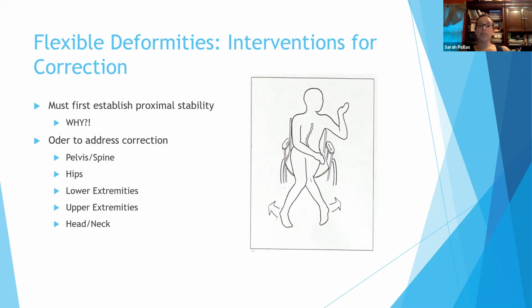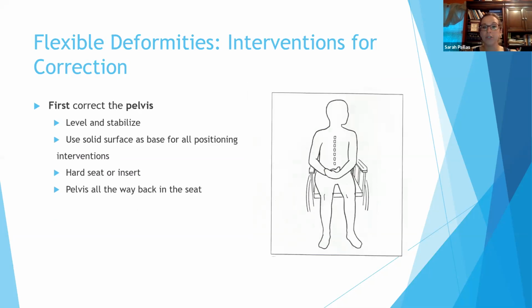So we always start with the pelvis, the spine and the hips, and then we move to lower extremities, upper extremities, head and neck. And I'm going to go through each of these steps separately. So first, always correct the pelvis. You want to make sure that the pelvis is as level and stabilized as possible. And really in any seating system, whether you use a chair that you already have, or a lawn chair, or a wheelchair, or whatever you're using, you want to make sure there's a solid surface below anything that you're putting on top of that. So if you have a cushion or pillows or whatever you're using, you need to have a solid base.